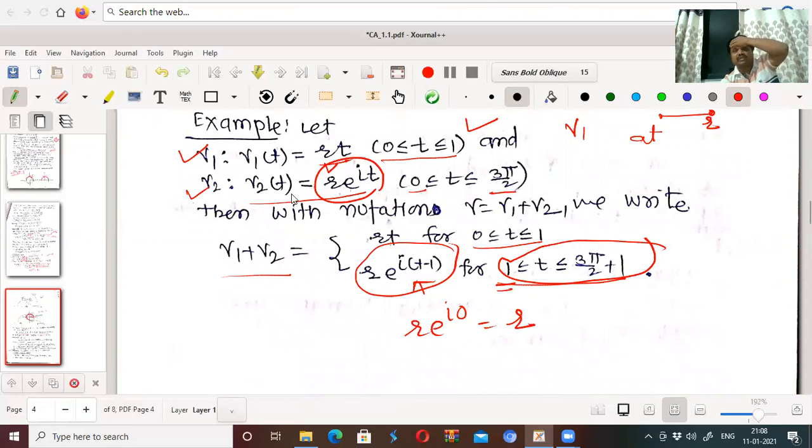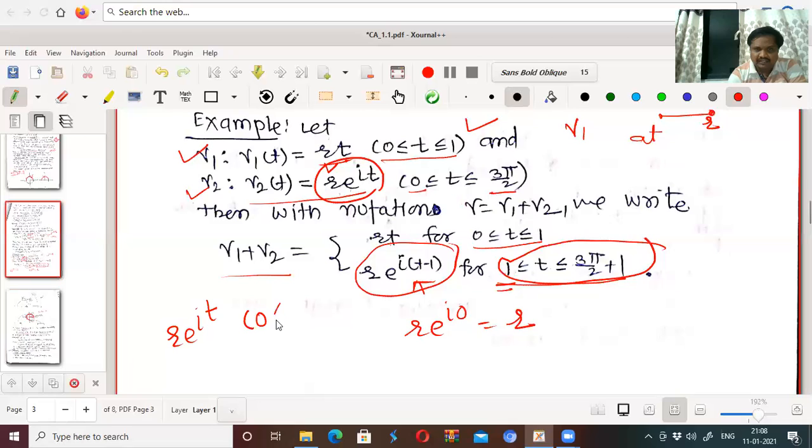Here, what was the domain for gamma 2 of t? 0 to 3 pi by 2. Now, the same gamma can be written in this way, and we can take other parameters, t from 1 to 3 pi by 2 plus 1. See here, R e to the power it, where t lies between 0 to 3 pi by 2, is the same as R e to the power i into (t minus 1) for 1 less than or equal to t less than or equal to 3 pi by 2 plus 1.